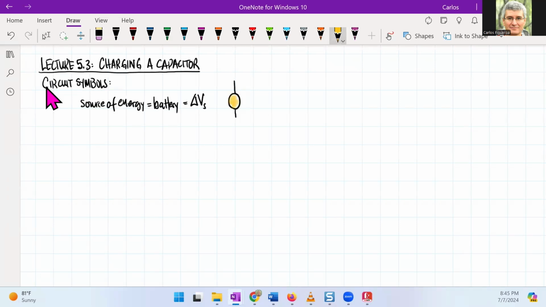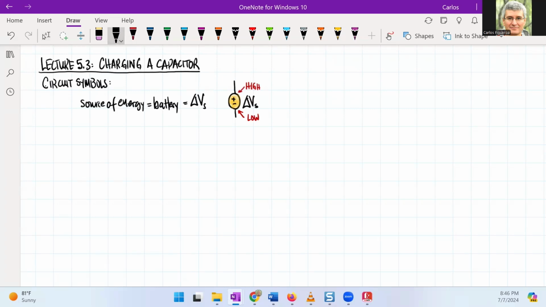And by the way, this notation is not universal. And then I'm going to put a plus and minus sign. And then I'm going to say that this is the source. This is the battery. And so what you're seeing here is that up at the top, the plus sign is called the high. The bottom here is called the low.